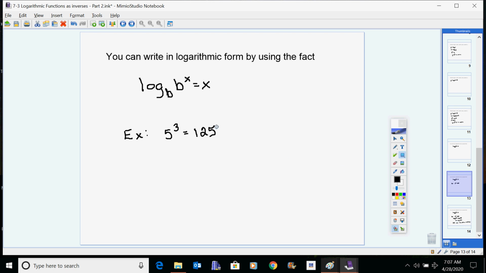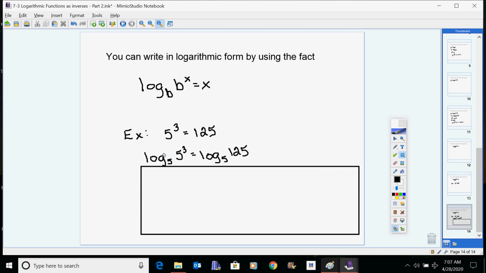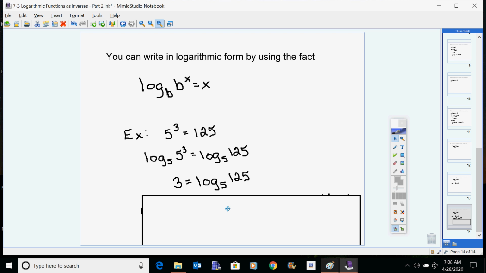You can choose your base strategically. So if I wanted to get rid of this 5, I can do a log base 5. And this is really the concept that I wanted to introduce to you. So if I do log base 5 to both sides of this equation, okay, log base 5 of 5 to the third power is 3, based on this idea. And then this is just the rewrite of that.